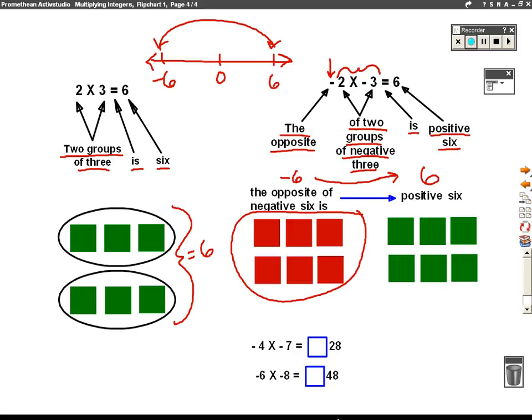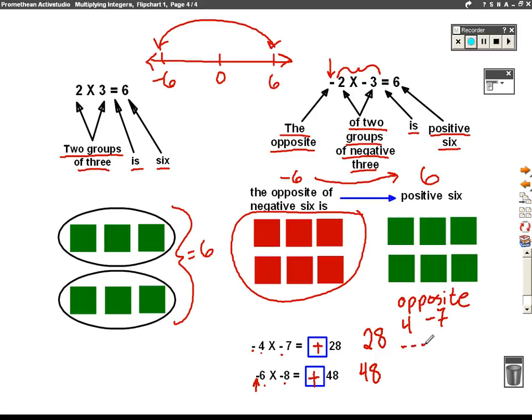So go ahead and try to fill in the boxes below using what you just learned. All right, let's check. The opposite of 4 groups of negative 7 equals positive 28. You could also just write it as 28. The opposite of 6 groups of negative 8 would be a positive 48. You could just write it as 48. And in fact, let's model negative 4 times negative 7. That would be the opposite of 4 groups of negative 7.